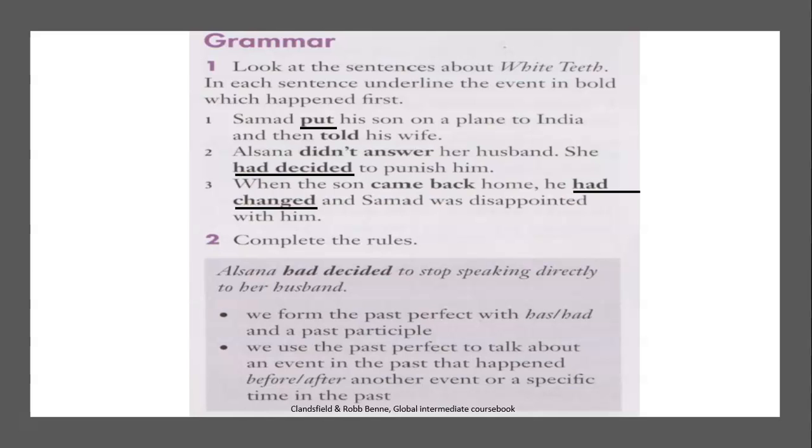Okay, so now number two, complete the rules. Alsana had decided to stop speaking directly to her husband. So look at that sentence and complete the rules. We form the past perfect with is, has or had and a past participle, and we use the past perfect to talk about an event in the past that happened before or after another event or a specific time in the past. Pause the video, take 1 minute to think about which of those options is correct, and we'll check together.